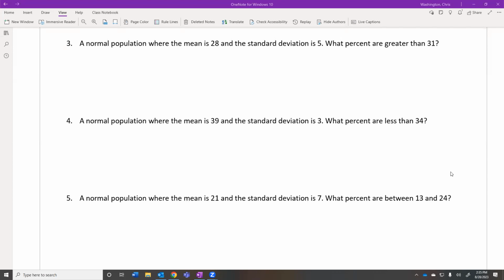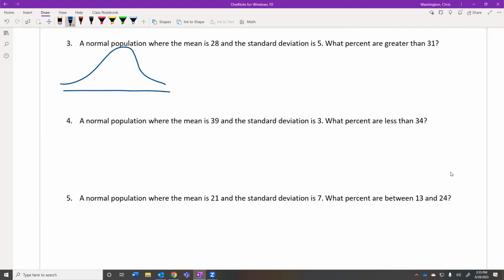All right, so if we look at number three, we have a normal population, meaning it is roughly bell-shaped, so it would look like a bell curve. And then we have a mean of 28, so 28 would go in the middle, and a standard deviation of 5. So we would add that number 5 over 3 times: 28 plus 5, 33 plus 5, 38 plus 5, 43. And then we would subtract that number: 23, 18, and 13.